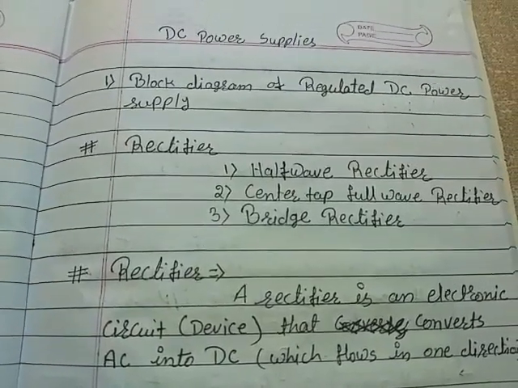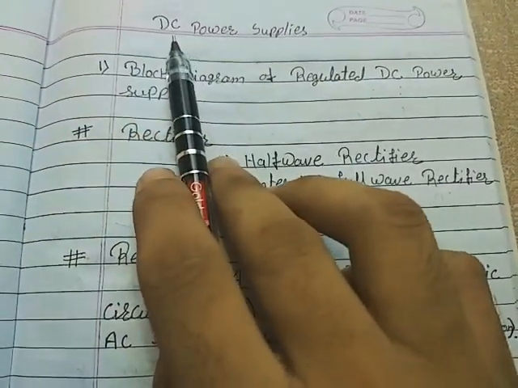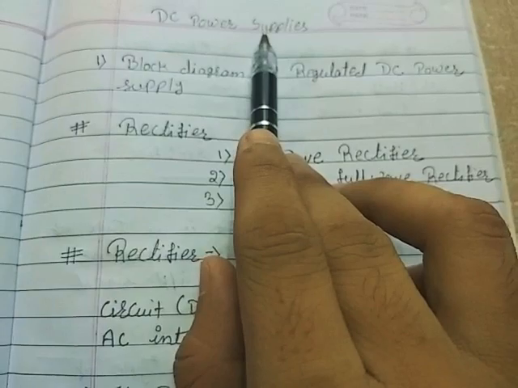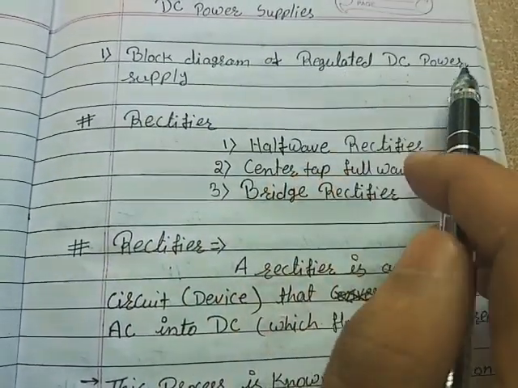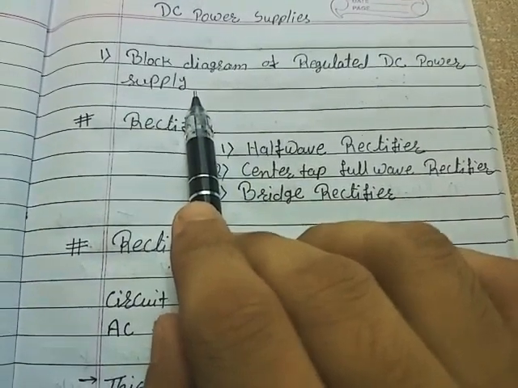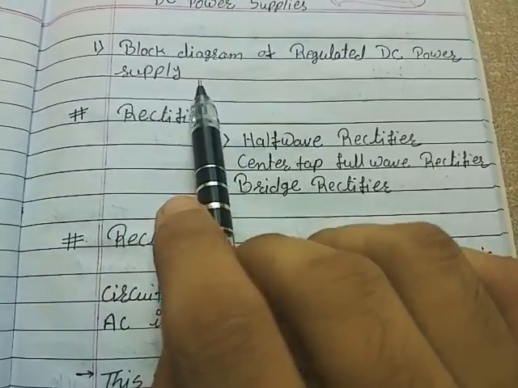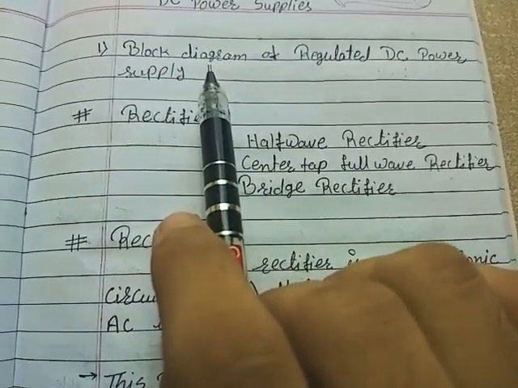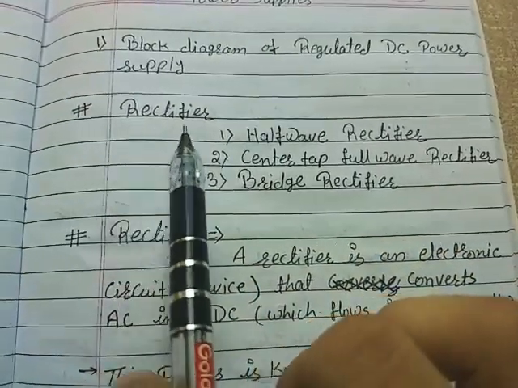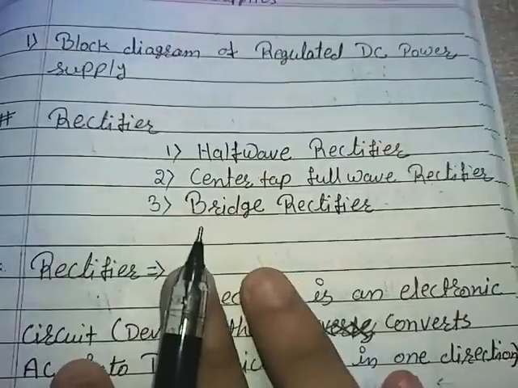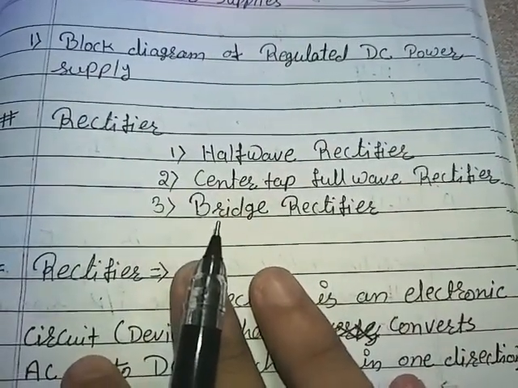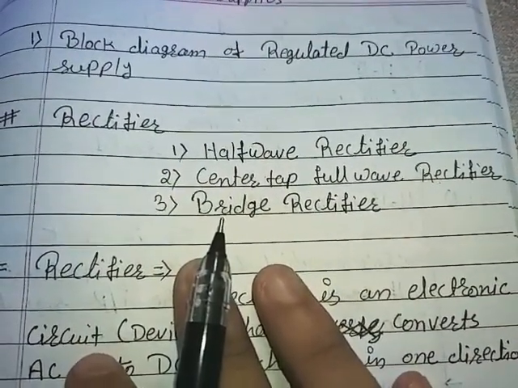Hello guys. In the chapter DC power supplies, so far we have learned the block diagram of regulated DC power supply, a brief intro and their working about each of the block. We have learned about rectifier and their types in brief. In case you missed it, the link is available in the description.